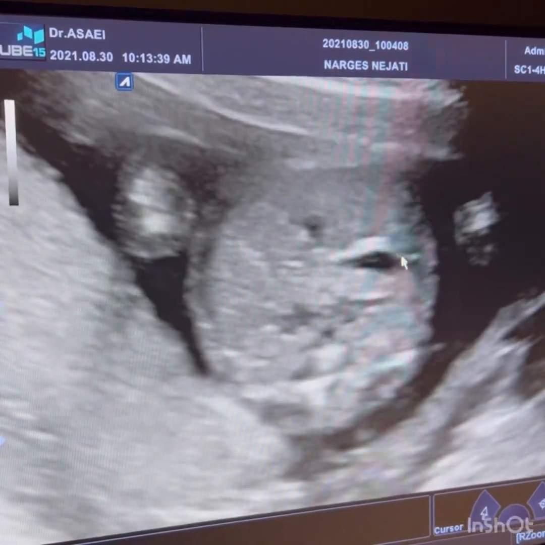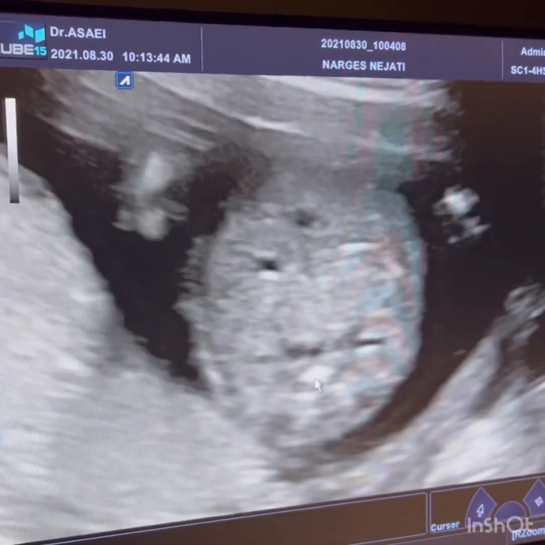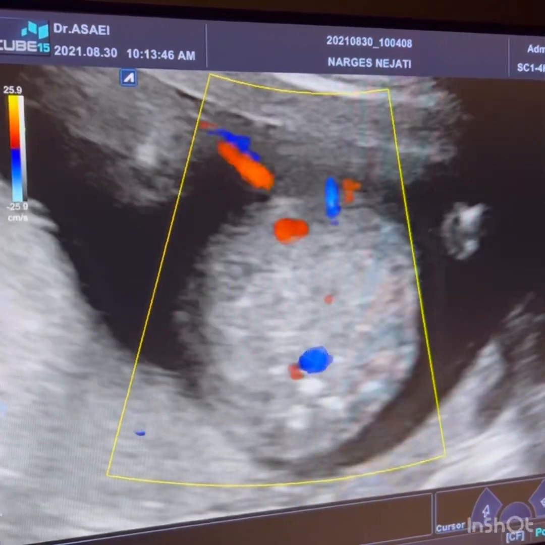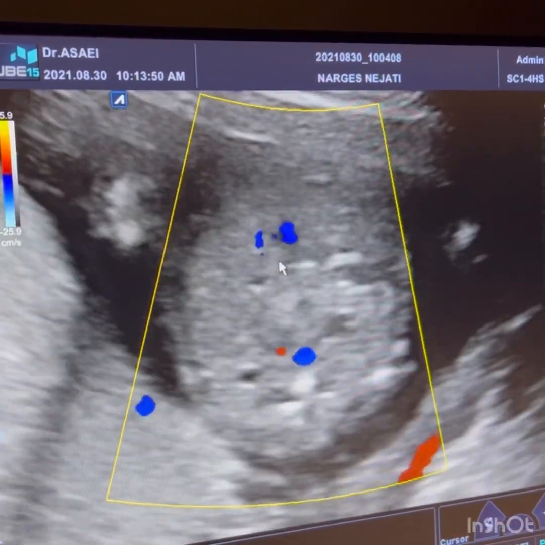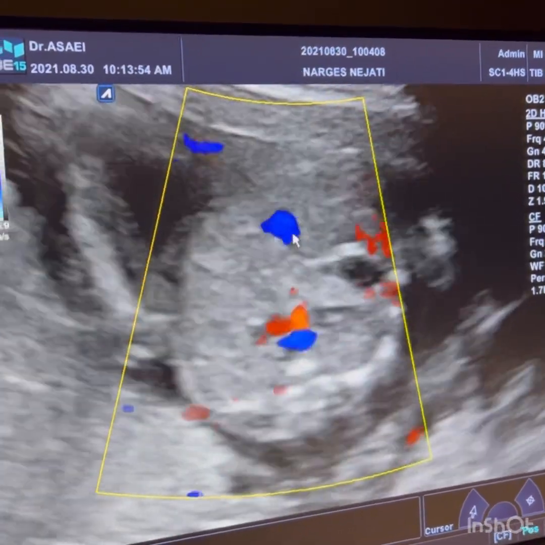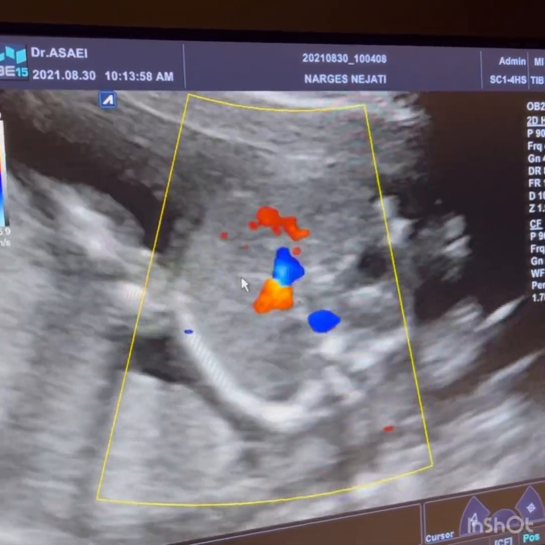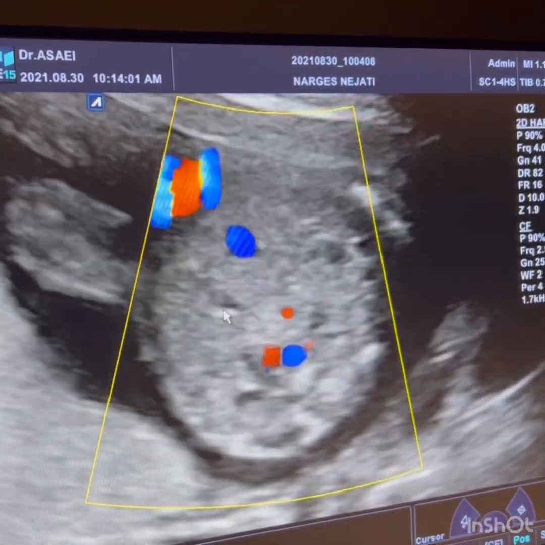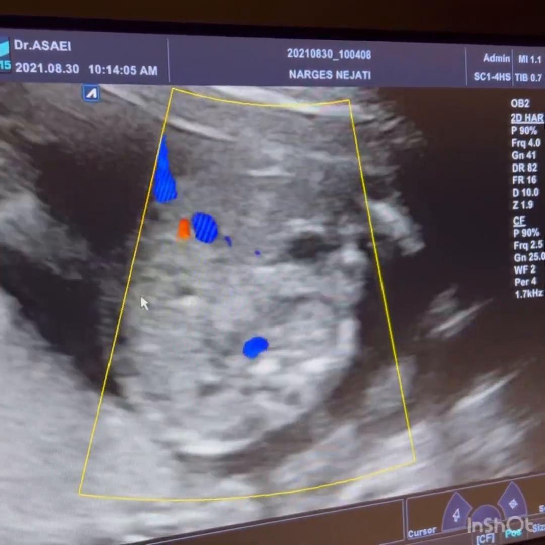We should also be careful not to misdiagnose the stomach with the umbilical vein in the midline of the body. We can use color Doppler sonography to differentiate them. Here we can see the umbilical vein with flow inside. The gallbladder, which is contracted, is here.